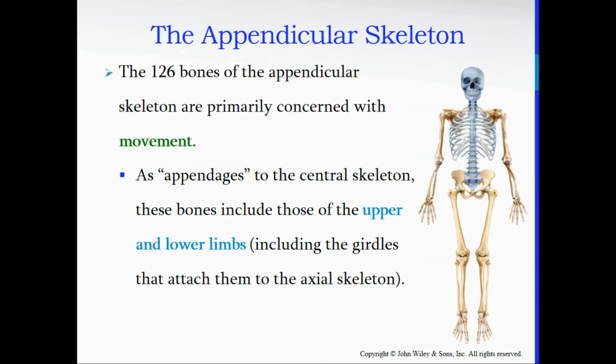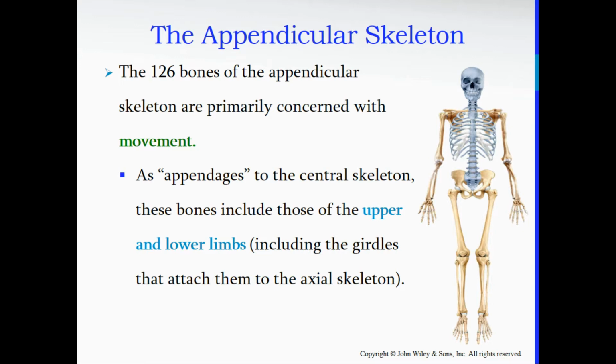The appendicular skeleton is basically the limbs and what are called the girdles that attach the limbs to the axial skeleton. So the appendicular skeleton is made up of 126 bones, and these parts are primarily concerned with movement. As appendages to the central skeleton, these bones include those of the upper and lower limbs, including the girdles that attach them to the axial skeleton.